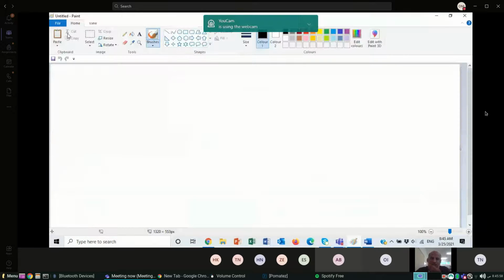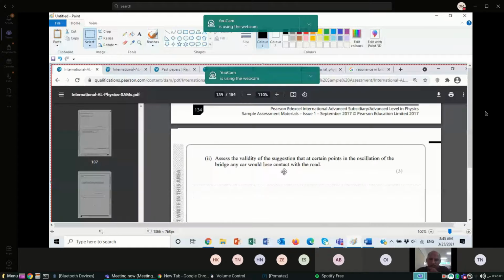So this is the question. Assess the validity of the suggestion that at certain points in the oscillation of the bridge, any car would lose contact with the road. Okay.